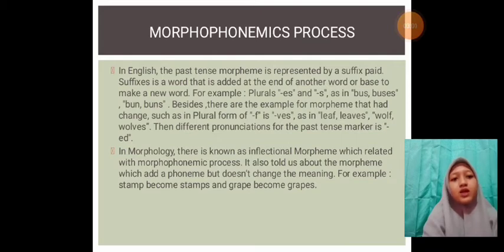In morphology, there is what is known as the inflectional morpheme, which relates to the morphophonemic process. It also tells us about morphemes which add a phoneme but don't change the meaning. For example, stem becomes stems and grape becomes grapes.